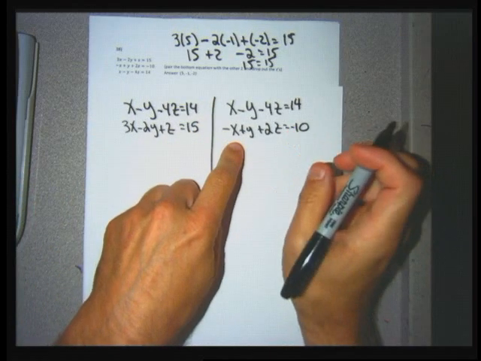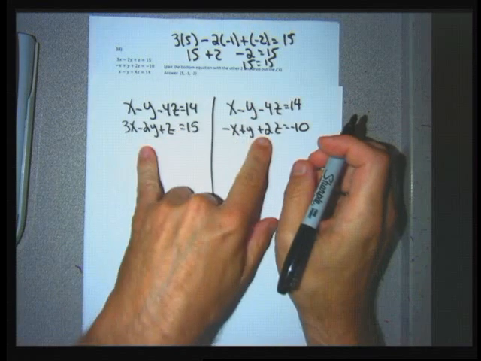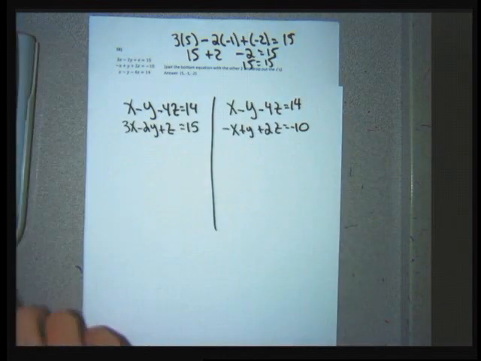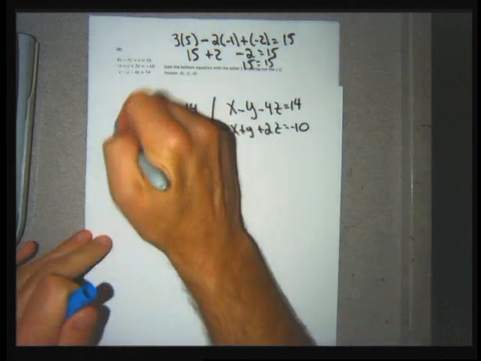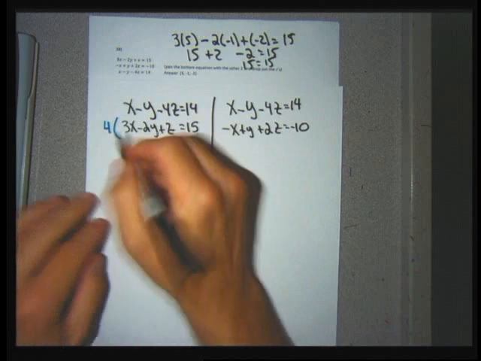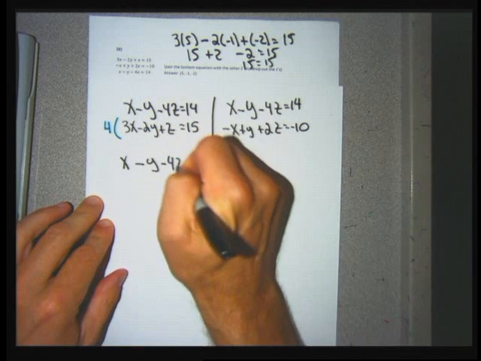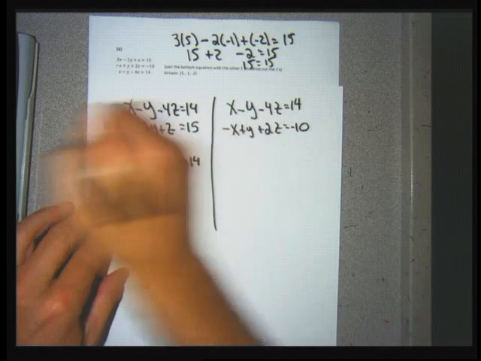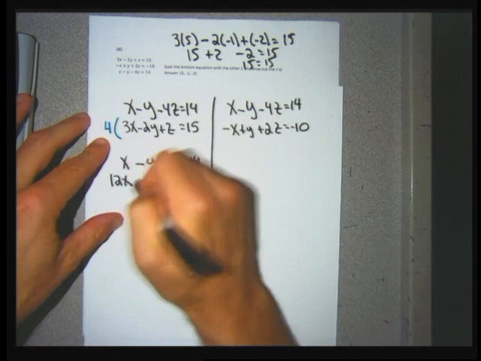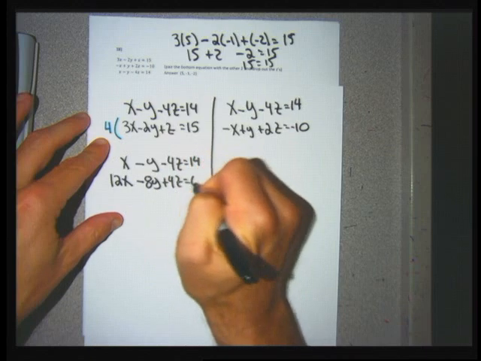I have to decide on a letter to drop out. For whatever reason, I decided to drop out the z's. So from both of these, I'm going to eliminate the z's. In this one, to eliminate the z's, I'm going to make the bottom have a positive 4z. The top already has a negative 4z. That will help me eliminate the z's. So I'm going to leave the top at x minus y minus 4z equals 14. Multiply everything in the bottom by 4, which will give me 12x minus 8y plus 4z equals 60.